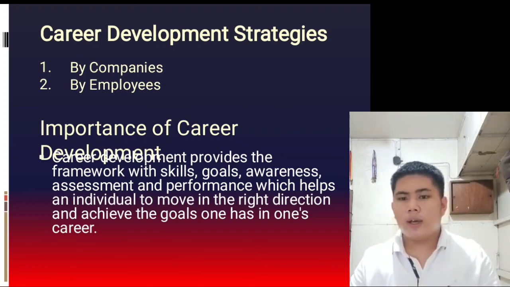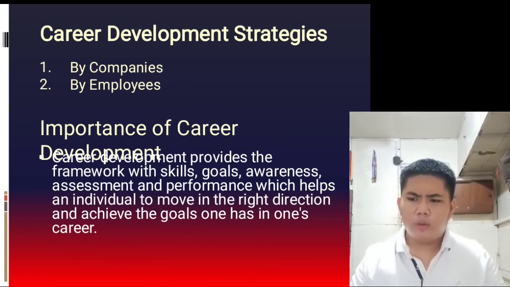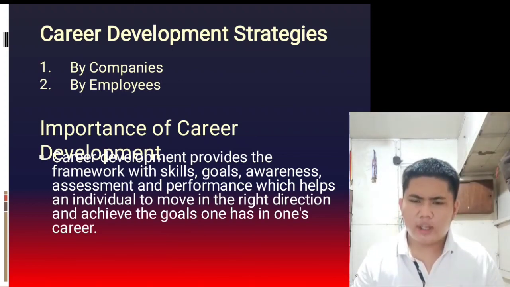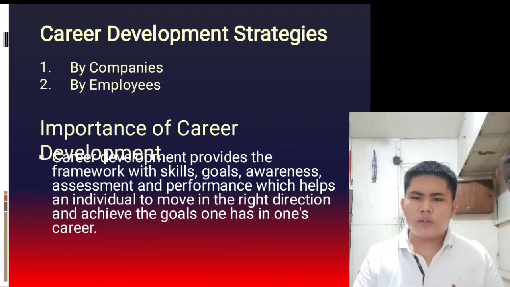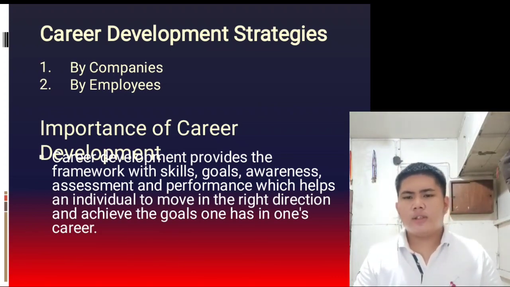So second is by employees. Well, when we say by employees, individuals can boost their own career. And this is done through evaluation of their skills.